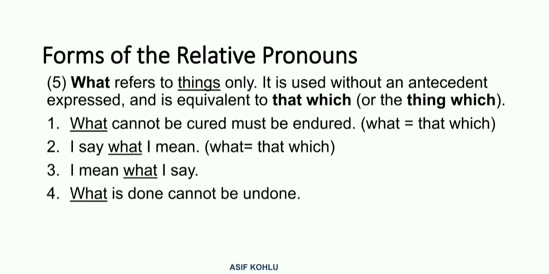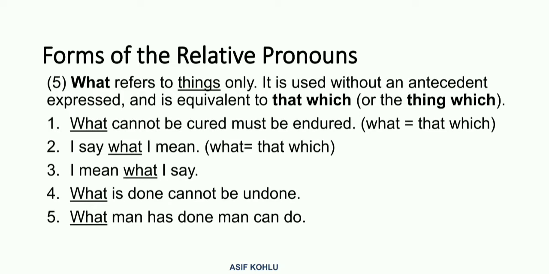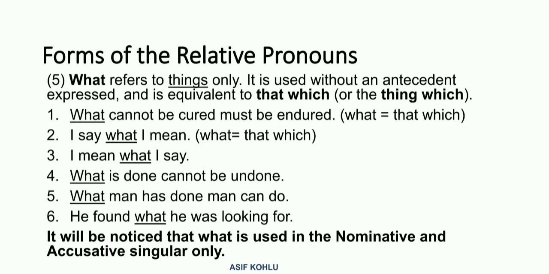And the fourth example is, what is done cannot be undone. Now here what is giving the meaning of the thing which is done. So keep this in mind: the thing which is done cannot be undone. Fifth example is, what man has done man can do. And the sixth example is, he found what he was looking for, meaning he found the thing which he was looking for.